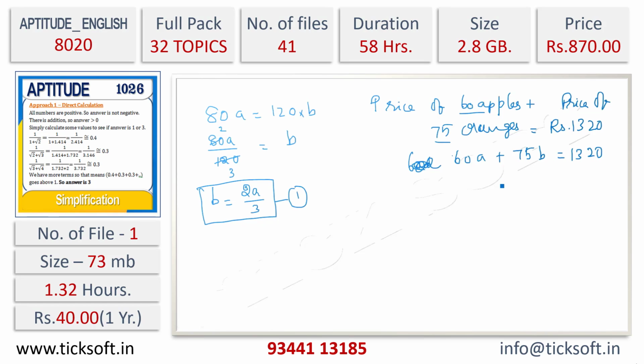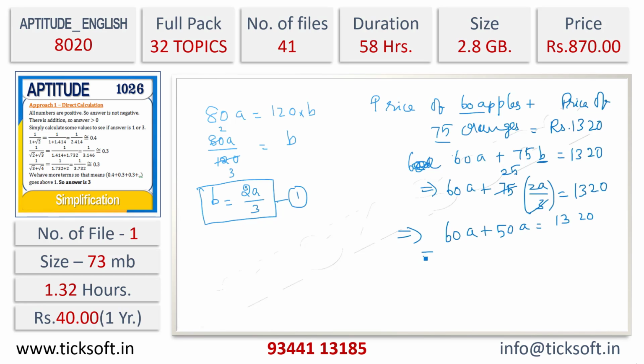Now we are going to substitute the value of B, because by using the first equation we know the value of B. So 75 into the value of B, which here is 2A by 3, and this is equal to 1320. Now if we divide 75 by 3, we get 25. So 25 into 2A will be equal to 50A. So we have 60A plus 50A equal to 1320. Now 60 plus 50 will be equal to 110, so 60A plus 50A will be 110A, and this is equal to 1320.